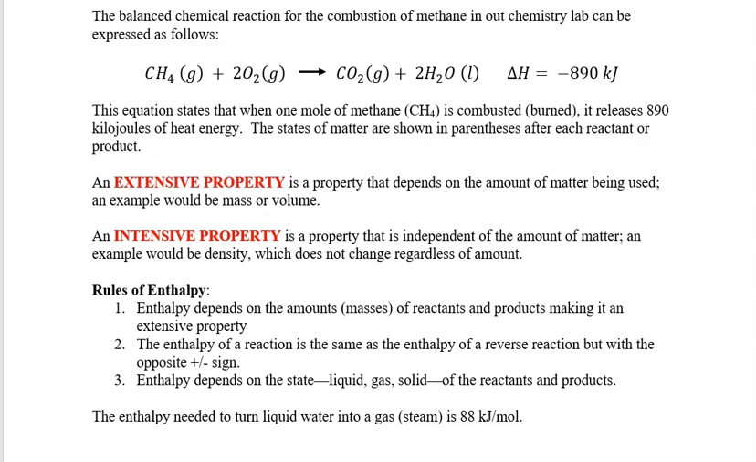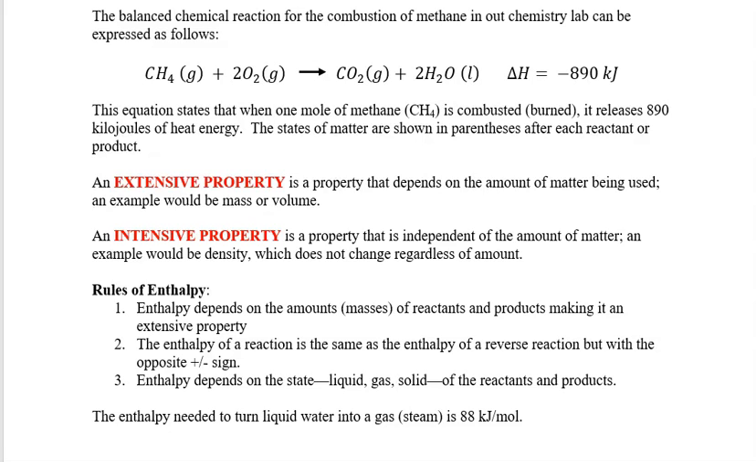If that water had been gas, vapor form, then that vapor would have had more energy, so that means it wouldn't have had to give off as much energy. So that figure is not 890, it's about 820 kilojoules. Okay, the equation states that when 1 mole of methane, CH4, is combusted, burned, it releases 890 kilojoules of heat energy. The states of matter are shown in parentheses after each reactant or product.